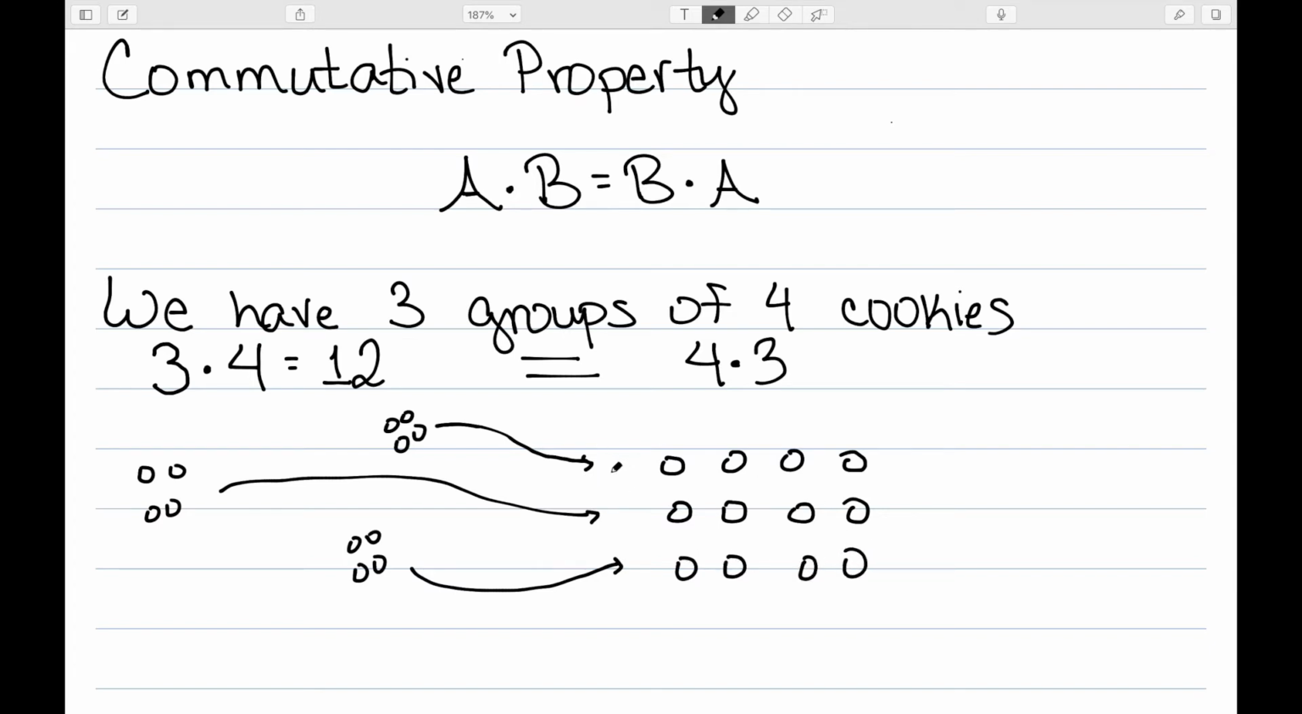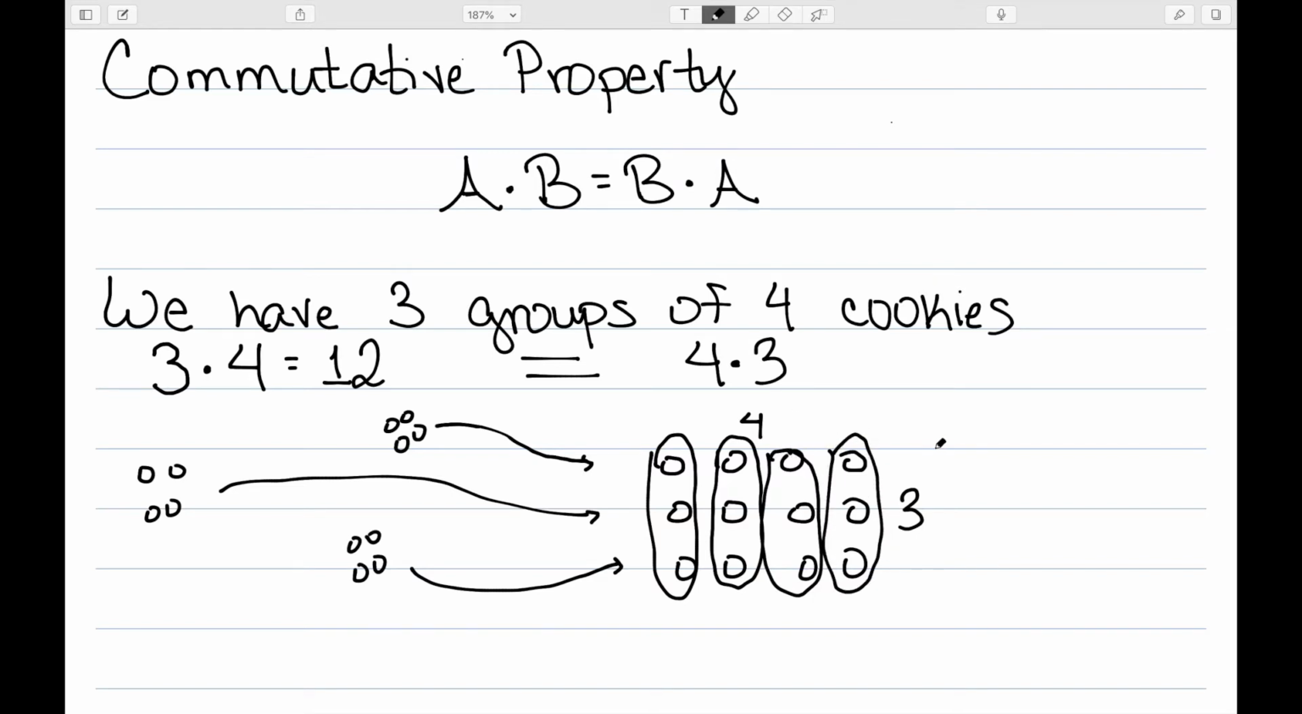So now I still have my 3 groups of 4 cookies. But this is now a 3 by 4 array. So now I can group vertically instead of horizontally, and I will have 4 groups of 3 cookies. So I would get 4 times 3. In doing it this way, regrouping like this can help us see how this commutative property holds for other numbers as well.